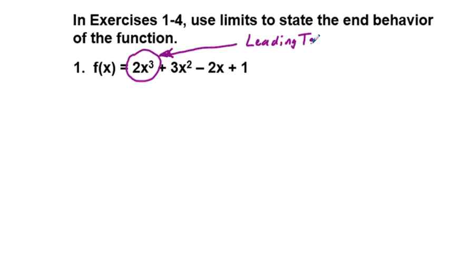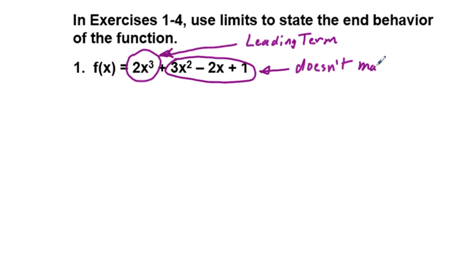And when it comes to end behavior, it's like all this other stuff doesn't matter. So it's 3x squared minus 2x plus 1. That doesn't matter, at least when it comes to end behavior. Doesn't matter with end behavior.